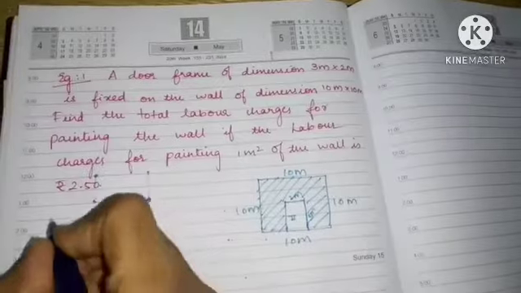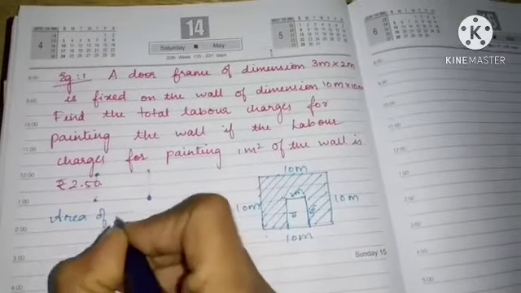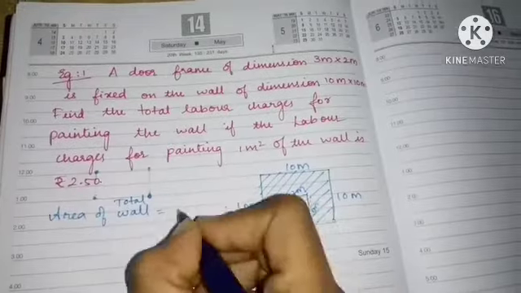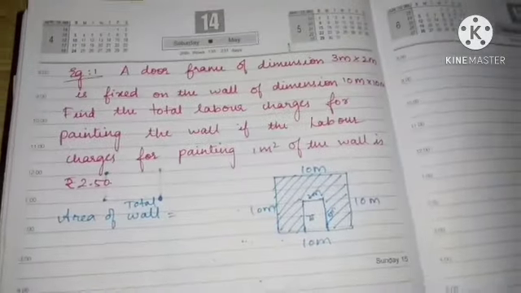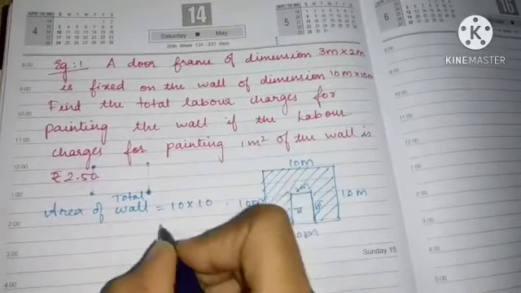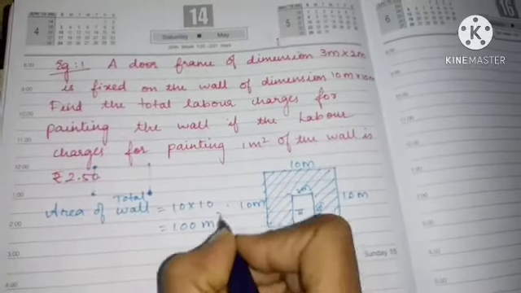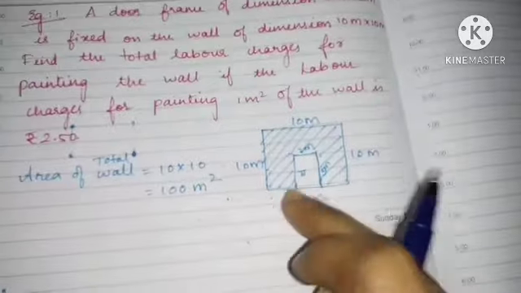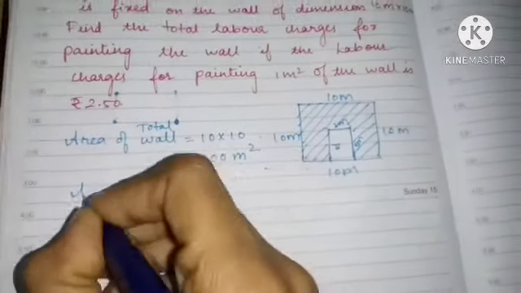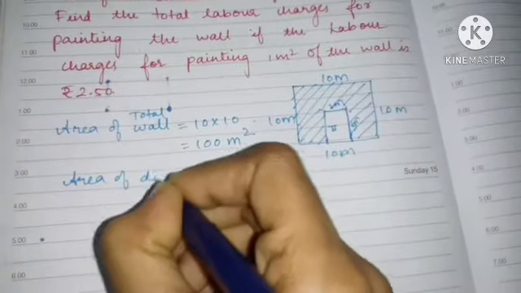Okay. So first, area of the total wall. The area of the total wall is how much? 10 into 10, which means side into side, so 100 square meter. So what is the total area of this wall? 100 square meter.